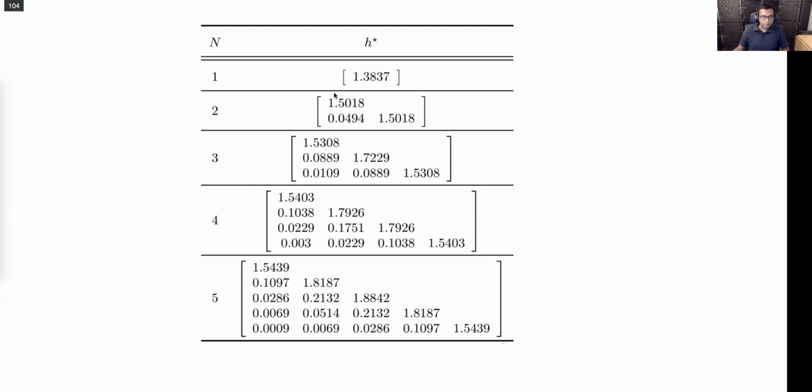As you can see, the optimal algorithm actually changes given the number of iterations that we are interested in. If the number of iterations changes, the optimal algorithm is going to change. Also, this experiment was done with L equal to 1 and mu equal to 0.1.